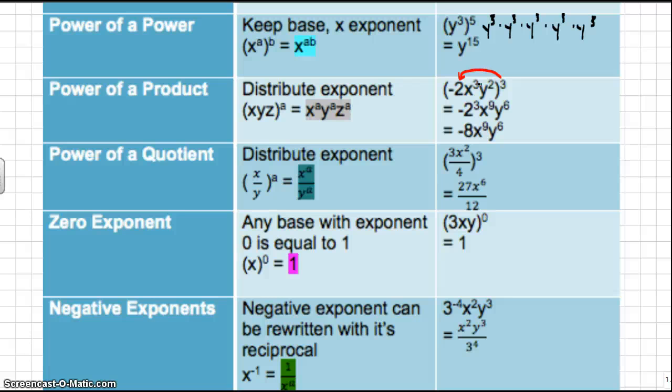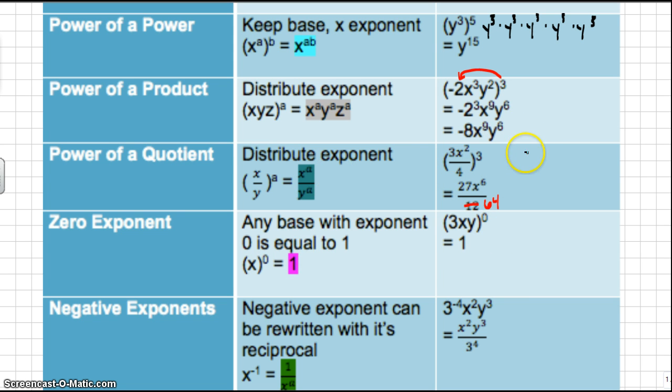Power of a quotient is another extension, and this is just saying that if I have a quotient or a fraction raised to a power, then it's the same thing as raising the numerator to the same power and the denominator to the same power. And this example is actually wrong. This should be 4 to the third, which is 64. So let me go ahead and change that. And then that can be simplified, but I'm not worried about it.